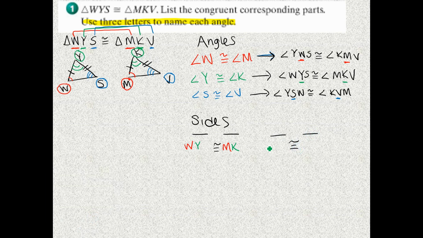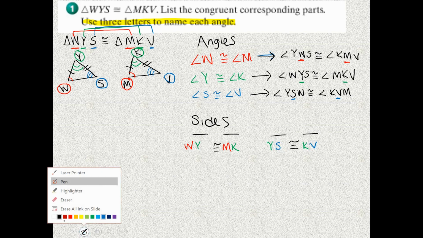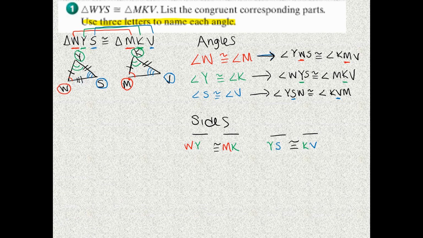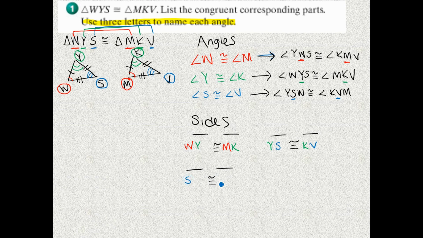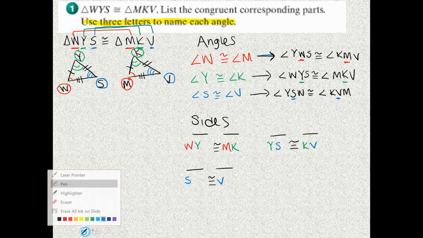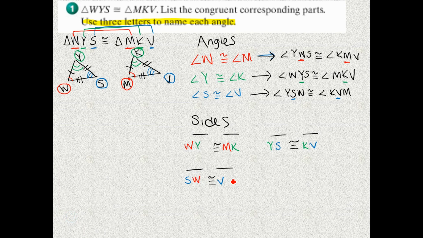We also could say that YS corresponds to KV, so I have Y and K correspond, and S and V correspond, so they're congruent. And lastly, SW corresponds to VM. So using my notation, I have S corresponds to V, and W corresponds to M. And again, we need to have all 6 of these parts to list all the corresponding parts.